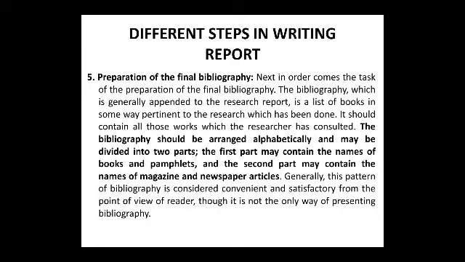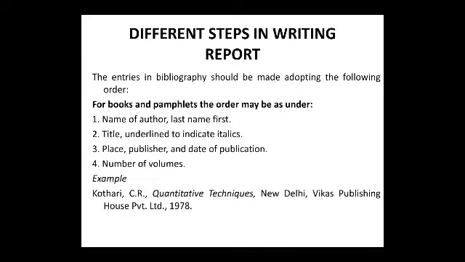The first part may contain the names of the books and pamphlets, and the second part may contain the names of magazines and newspaper articles. Generally, this pattern of bibliography is considered convenient and satisfactory from the point of view of readers, though it is not the only way of presenting the bibliography.